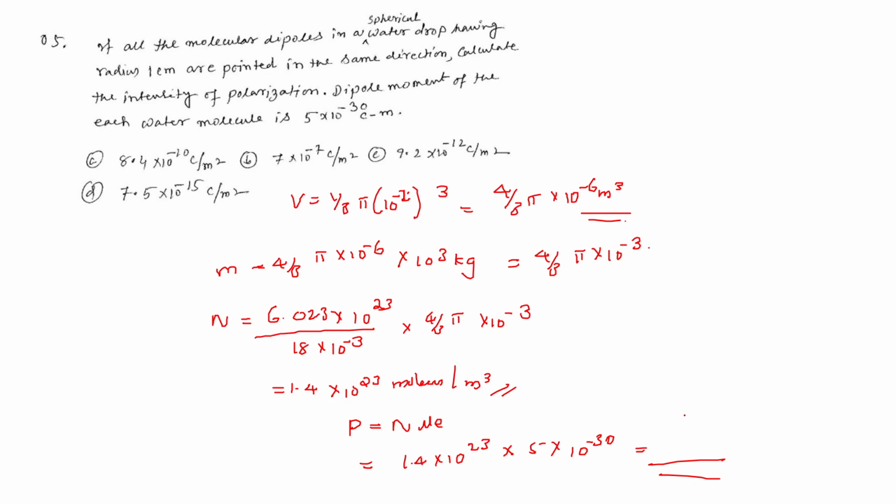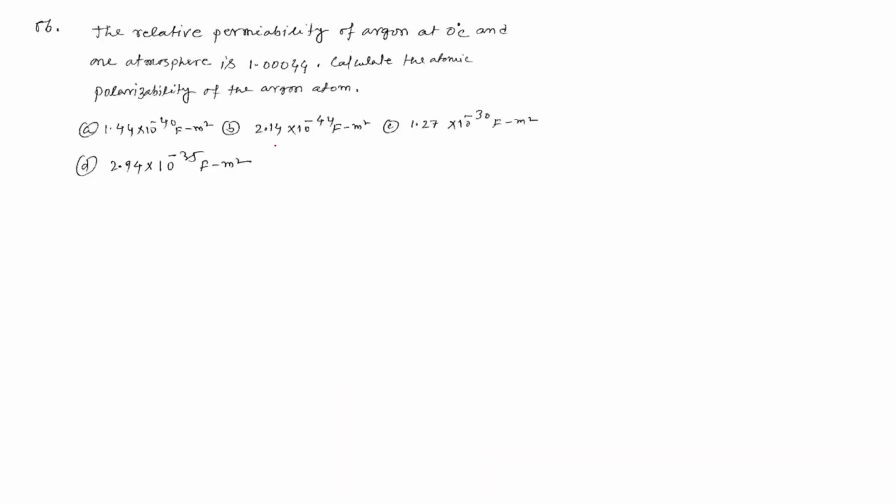So here, the answer we got is 7 into 10 to the power minus 7 coulomb per meter square. That is option B, the correct answer. Okay. Now let us move to the sixth problem. The relative permittivity of argon at 0 degree Celsius and 1 atmosphere is 1.00044. Okay, so calculate the atomic polarizability of the argon atom.